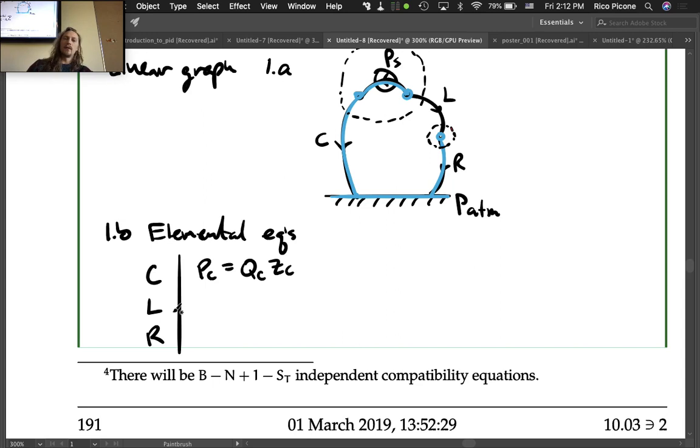And for the fluid inertance or fluid inductance, L, we're going to have a similar equation. Well, we'll just write it the same way, just so you get the idea here. PL equals QL ZL. And then finally, PR equals QR ZR. So all the elemental equations are this generalized Ohm's law sort of situation, right? Generalized Ohm's law.